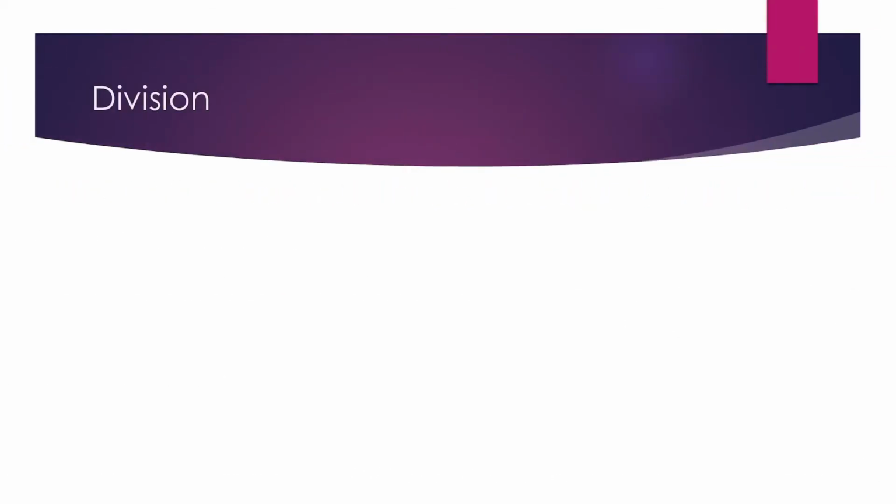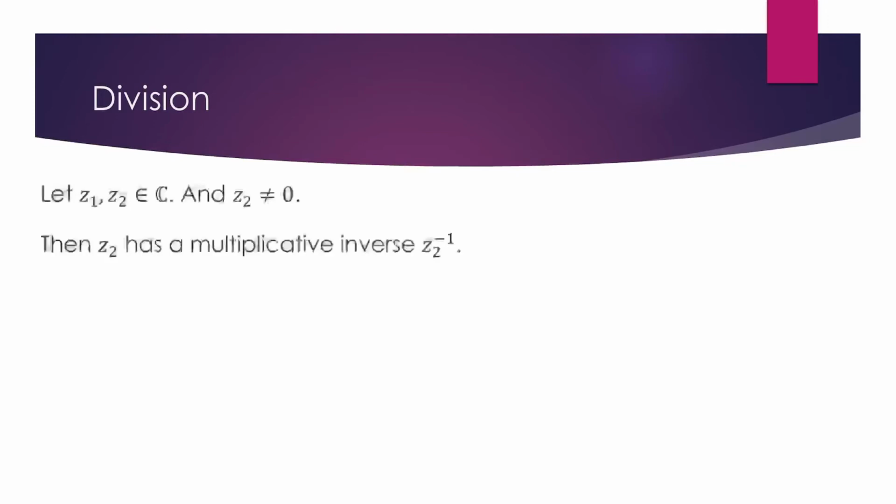Now we will define division. Suppose Z1 and Z2 are two complex numbers and Z2 is non-zero. Then Z2 will have a multiplicative inverse and we will denote it by Z2 inverse, and we know that Z2 times Z2 inverse is equal to 1, and this is the same as Z2 inverse times Z2.